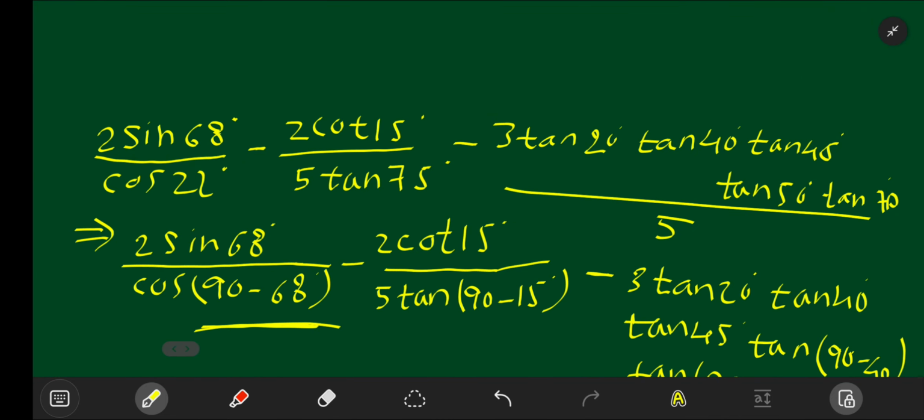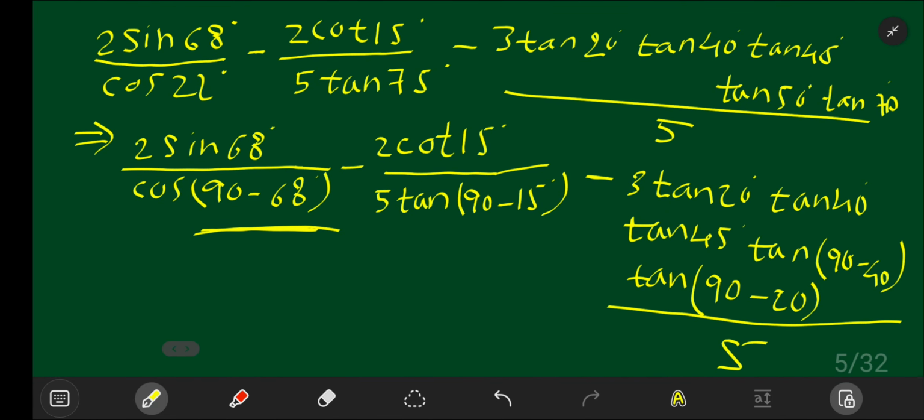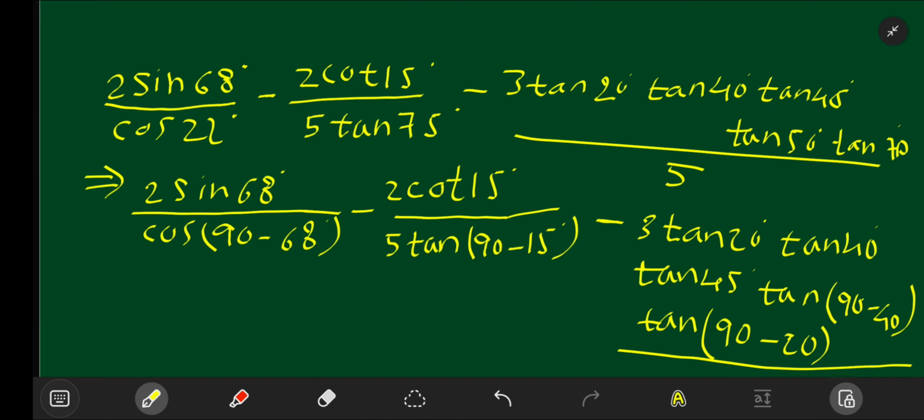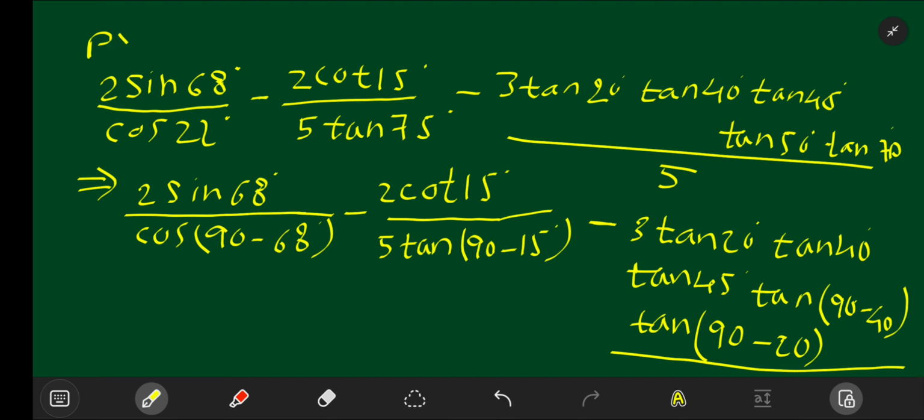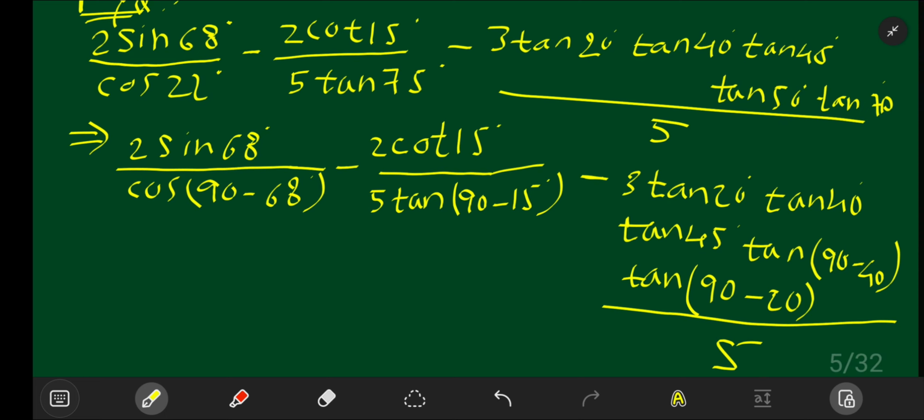Just check from the starting. This is also an important PYQ. Important PYQ. Okay.